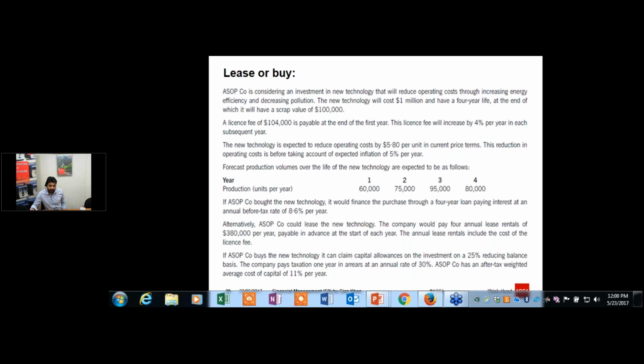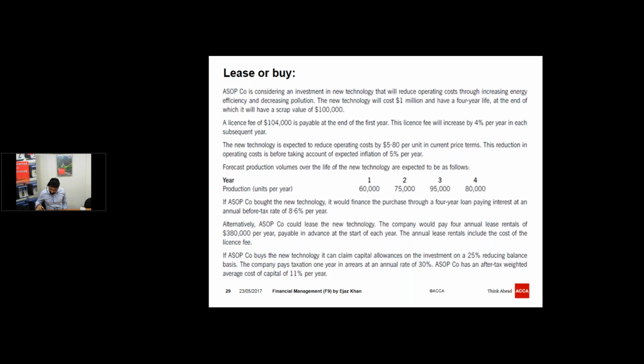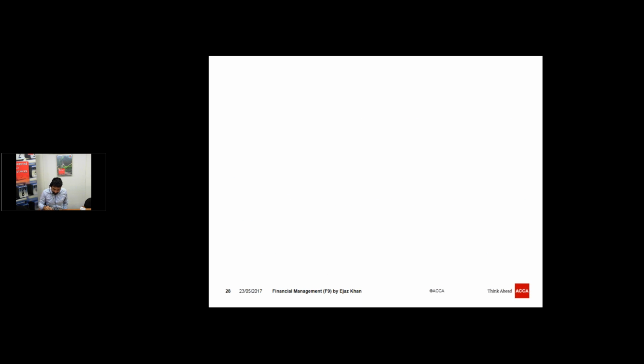So in case we are going to decide about lease or buy, remember we do not consider sales revenue. We ignore sales revenue. We ignore operating cash flows, which will be incurred whether we go for leasing or buy. So we will only consider cash flows that will be affected by our decision of lease or buy. Let us discuss some cash flows which will be affected by this decision.